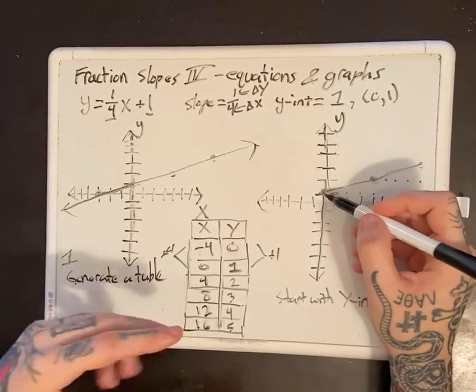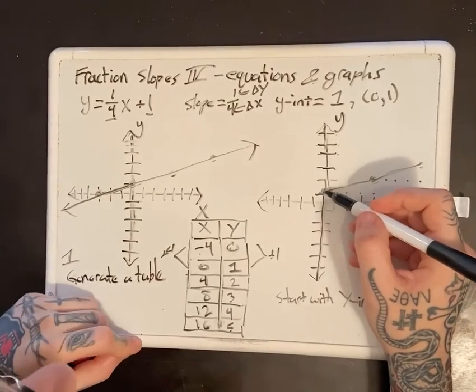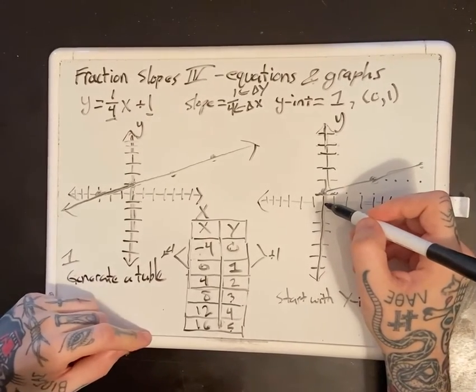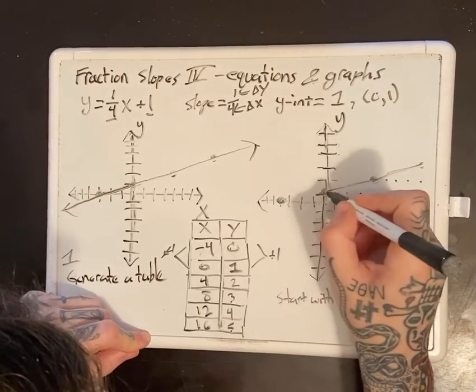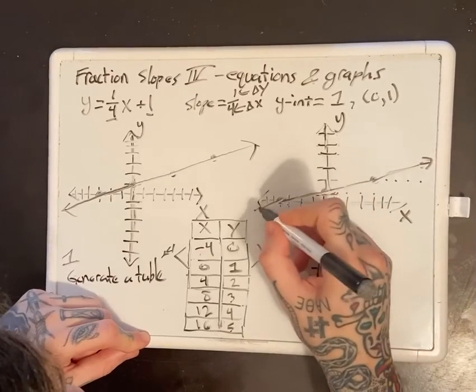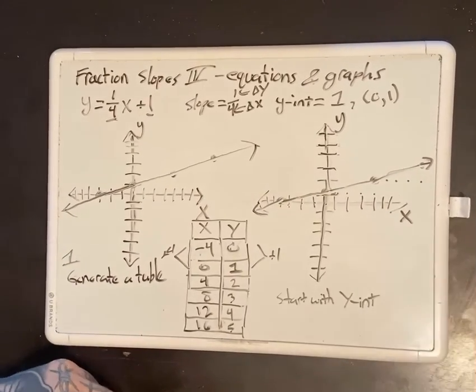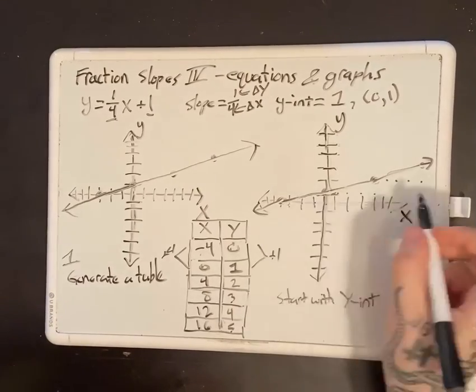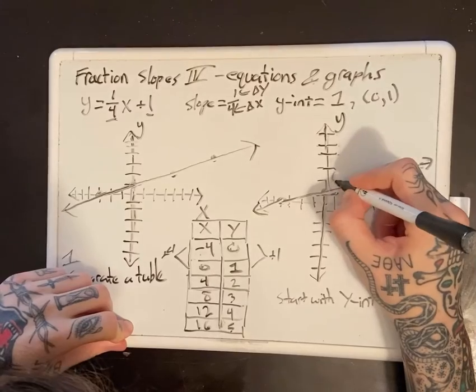Now when I'm going to the left of the y-intercept, I have to go backwards. So I have to go down 1 and to the left 4, 1, 2, 3, 4. So, wham. And look, we get the same graph. So there's the table method, there's the start with the y-intercept. If this counting doesn't work, you can also just write the points here.